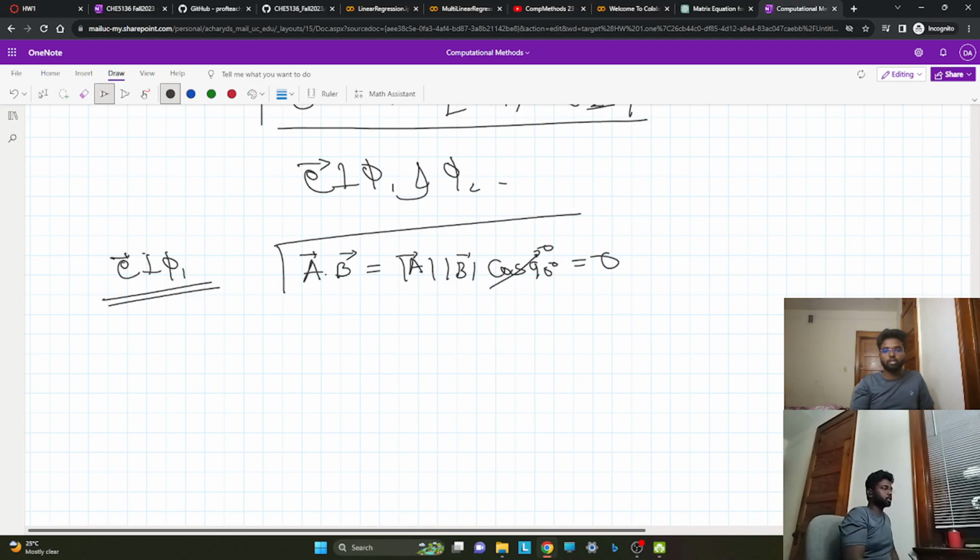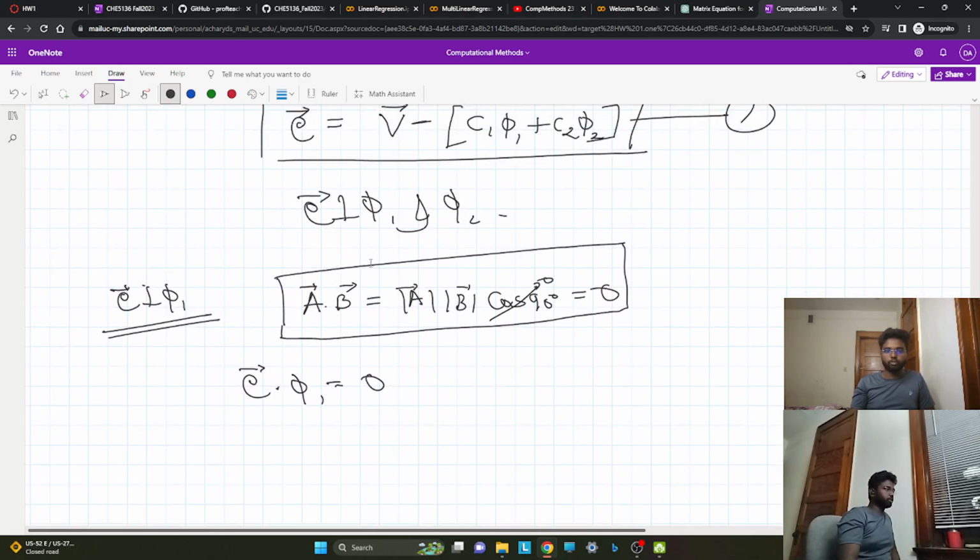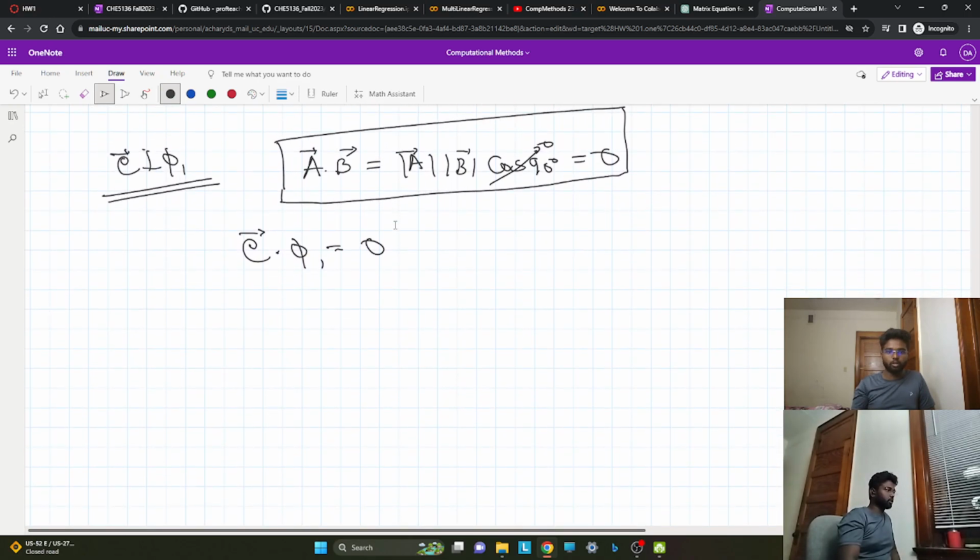Using this rule we can say e dot phi1 is equal to 0. Now putting the value of e from equation 1, what you will get is phi1 dot (vector v minus (c1 phi1 plus c2 phi2)). Got it? It will be equal to 0.